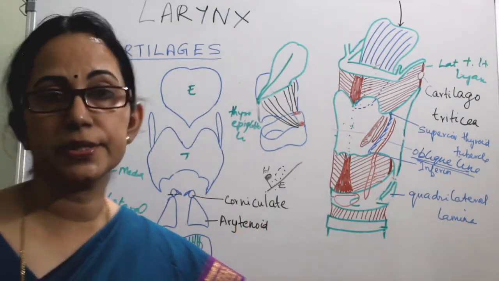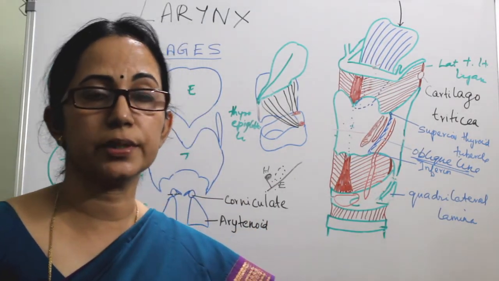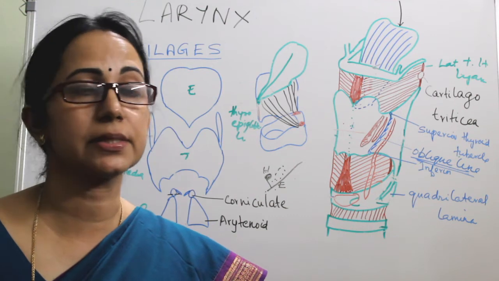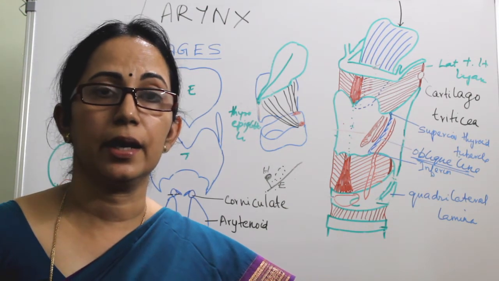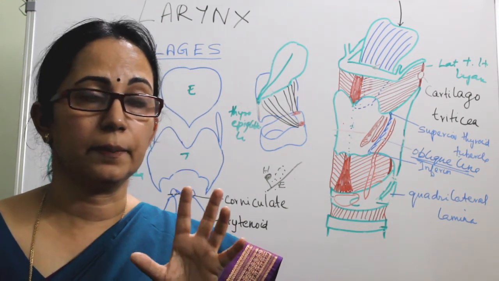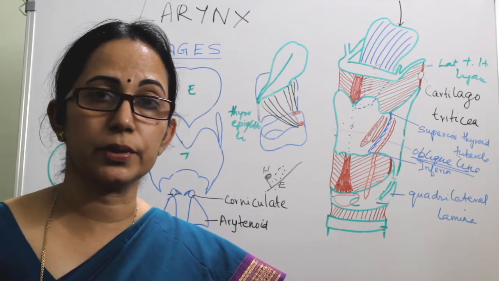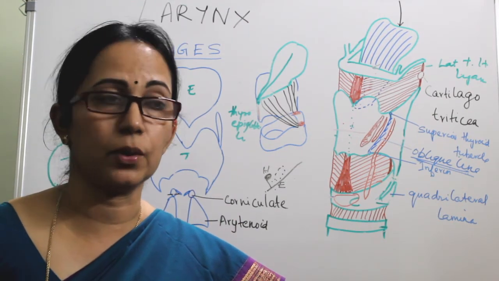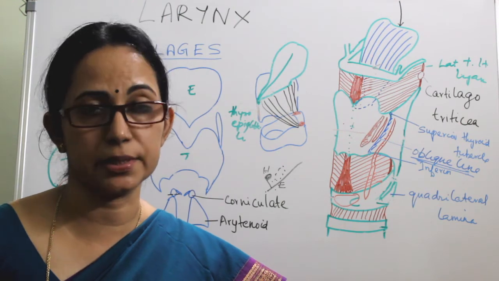It is leaf shaped in adults. I already told you it is leaf shaped in adults, but in children it is omega shaped, and even minor edema of this epiglottis can cause serious respiratory obstruction in children.